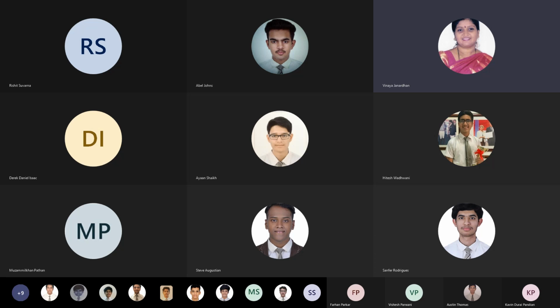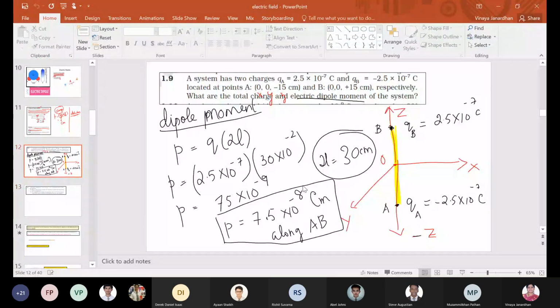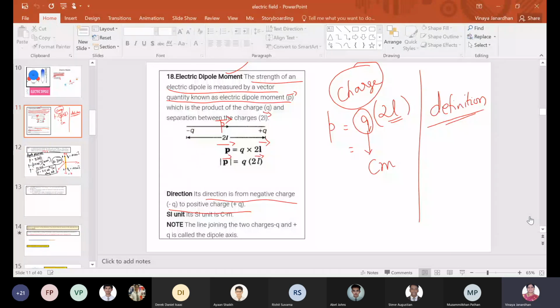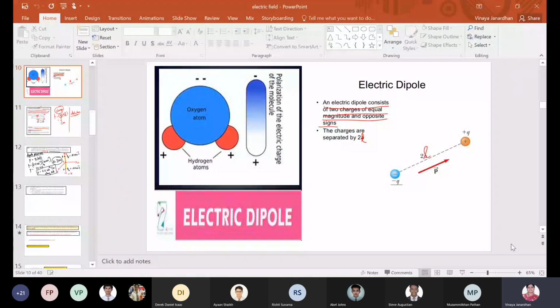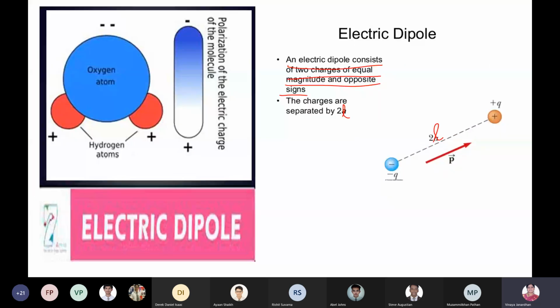So as I have told, electric dipole, these concepts are very important, especially electric dipole. Electric dipole consists of two charges of equal magnitude and opposite in signs. The charges are separated by a distance of, I can write 2L or 2A.